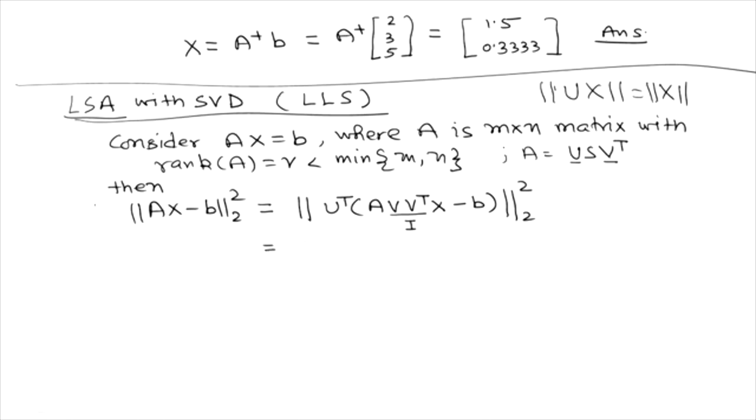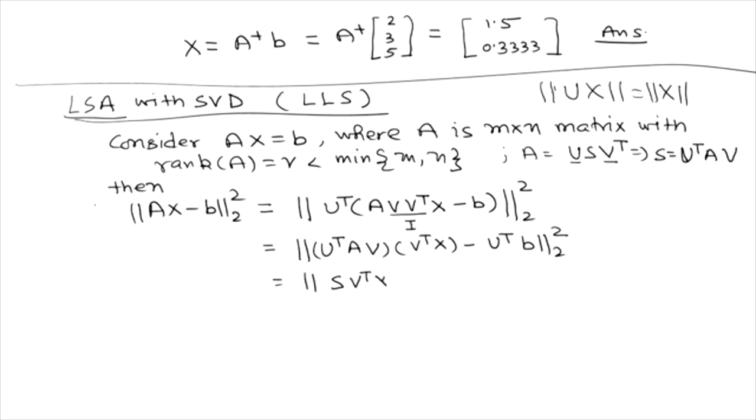So, the same thing I am doing here. Now, this thing I can write as U transpose A V into V transpose x minus U transpose into b. Now, A equals U S V transpose. So, from here I can write S equals U transpose A into V. So, I am replacing this with S. So, the norm of S V transpose x minus U transpose b, squared. Let V transpose x equal z, another vector. So, from here what can I write? This can be written as S into z minus U transpose b.